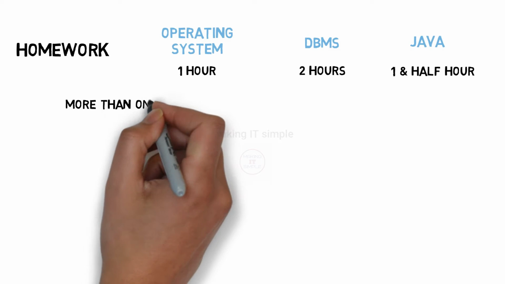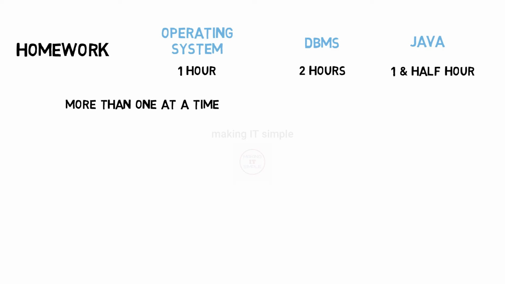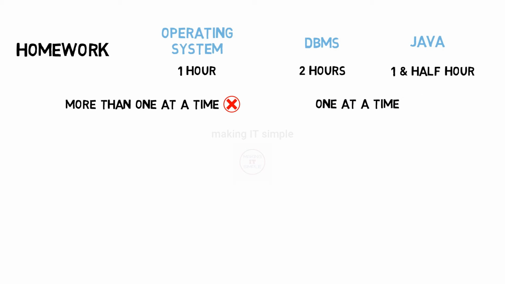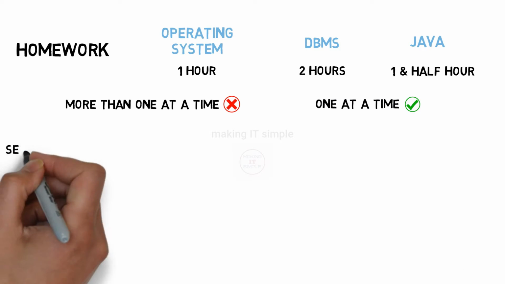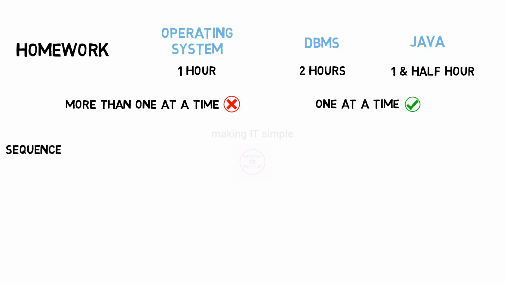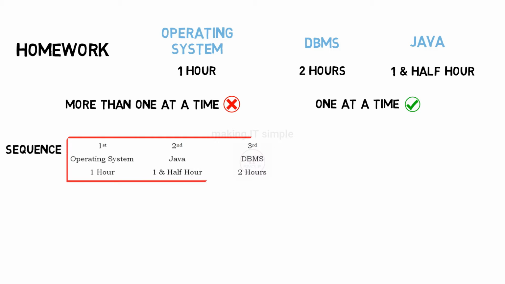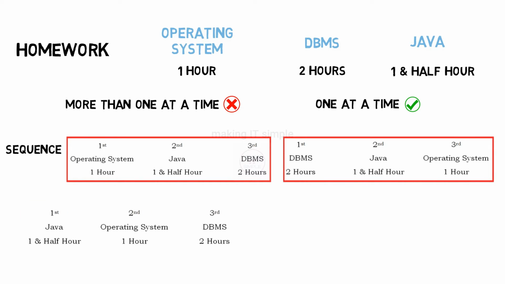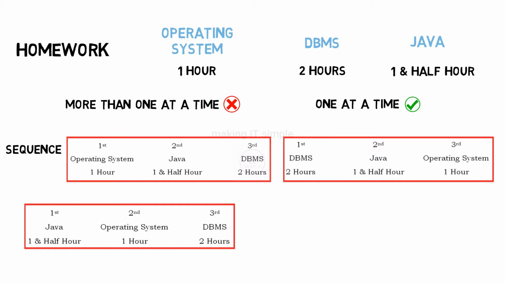Now you cannot do more than one homework at a time unless you are some extraordinary kid. You need to do one at a time. Now you need to decide in which sequence or order you need to do the homework. You can decide, let's complete the homework which takes less time and at last do the one which takes more time. Or you can simply reverse the order. Complete the homework which requires maximum time at the beginning. Or you can decide based on which is your favorite subject.